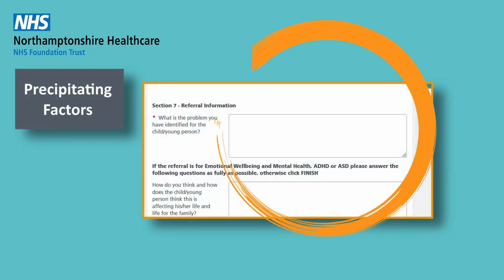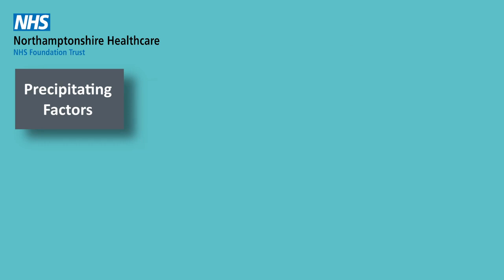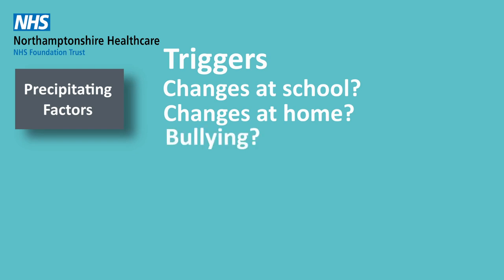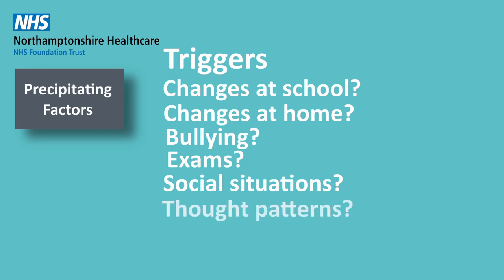In the same box, we are also asking about precipitating factors. So these are the triggers for the most recent episode. This could be anything from changes at school or at home, to bullying or exams, or even specific social situations or thought patterns.